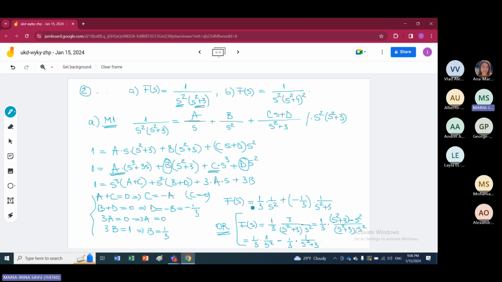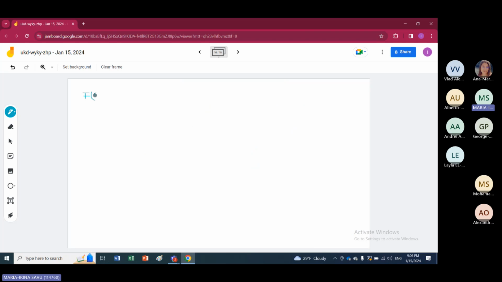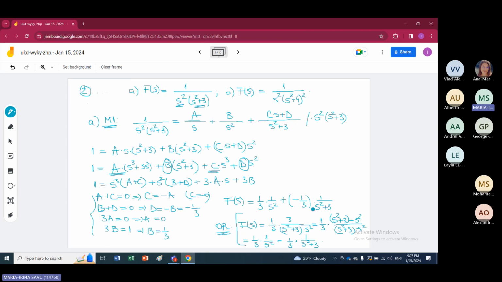So this method helps you to find directly the fractions. And now let me write again the function f. So f of s is 1 over 3 times 1 over s squared minus 1 over 3 times this one.